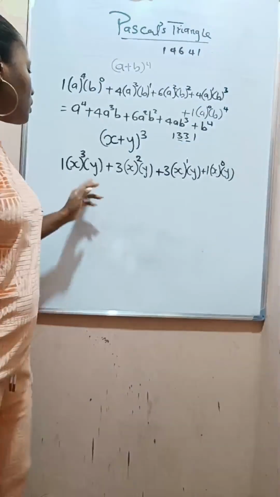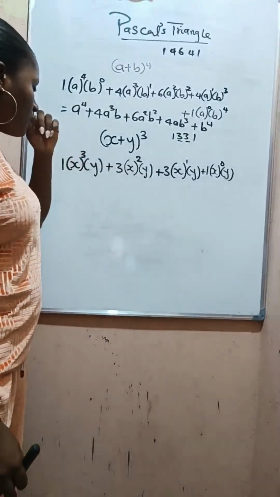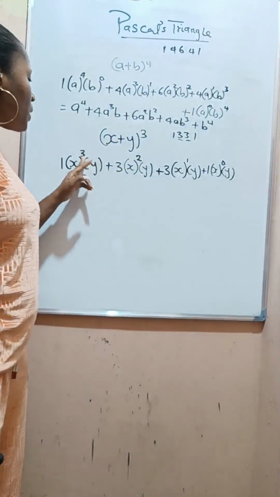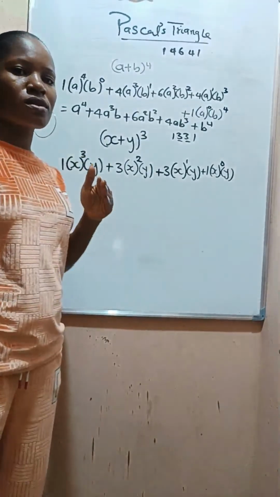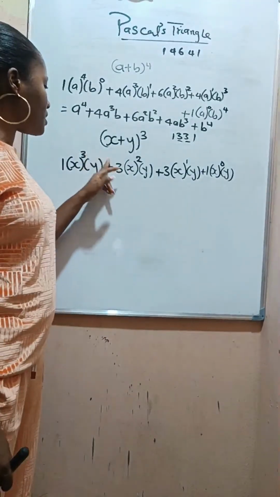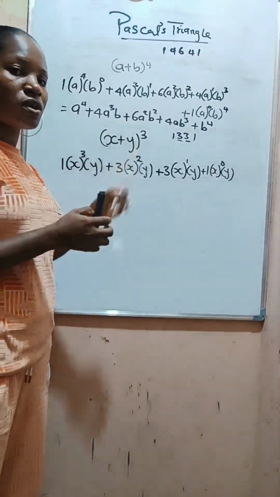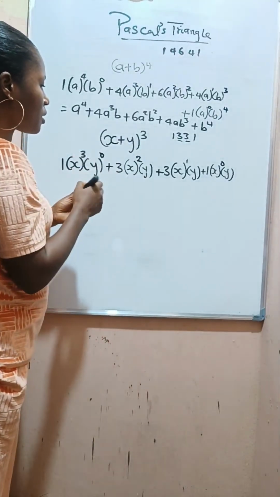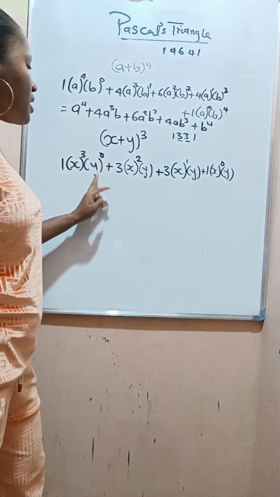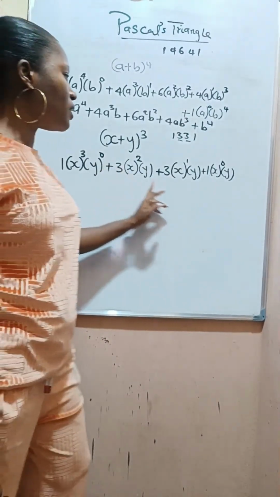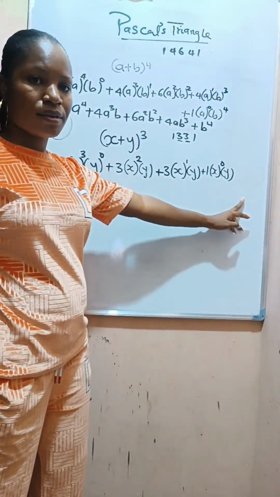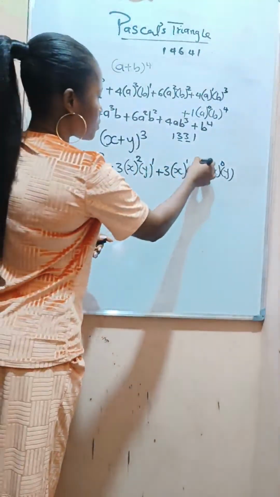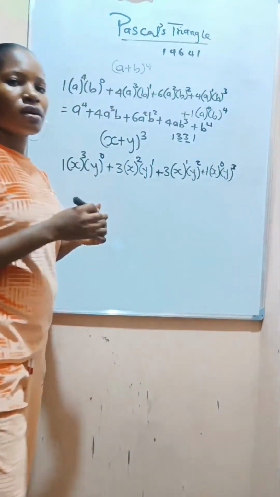Then remember that the power we have here is 3, and we need what we can add to 3 to give us 3. Whatever you have as the two powers, the sum should be equal to 3. So that is 0, because 3 plus 0 is 3. Now you can start from 0, then go up for y. So this is 0, this is 1, this is 2, and this is 3.